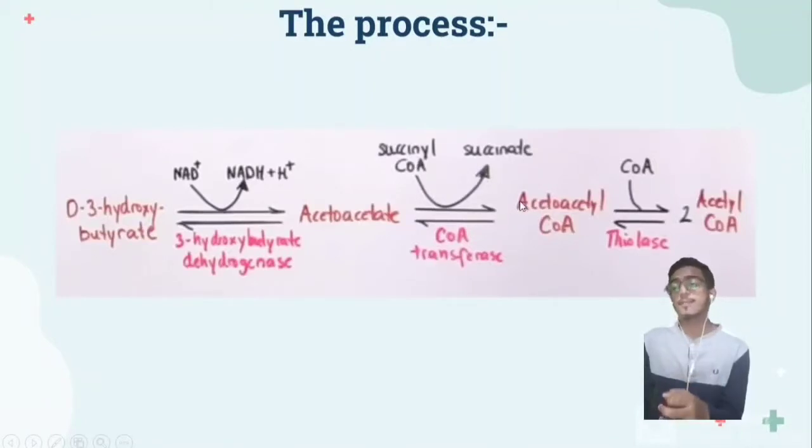And the acetoacetyl-CoA will be reversed back to two molecules of acetyl-CoA via the enzyme thiolase. So acetoacetyl-CoA will be converted back to two acetyl-CoA, and these acetyl-CoA molecules can be used to fuel the citric acid cycle, which releases NADH and FADH2 for ATP synthesis in the electron transport chain.